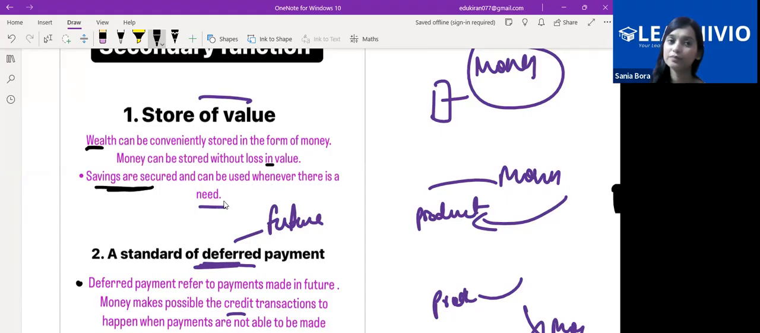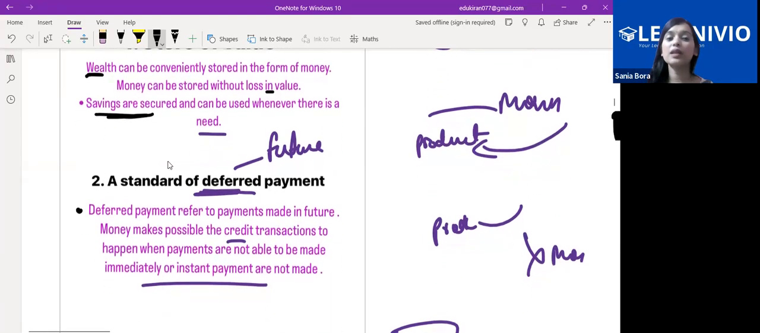Clear? So when you are putting the money aside, those are savings, right? And whenever you want it, you can use it. So if I ask you about store of value, you will think of the person who is storing the money, he is wealthy, right? So wealth is conveniently stored in the form of money, money can be stored without loss in value, and savings are secured and can be used whenever there is a need. Clear? Okay. Now coming to the last one, a standard of deferred payment.